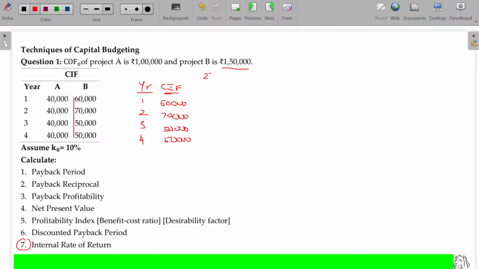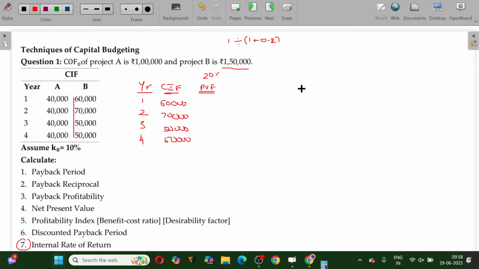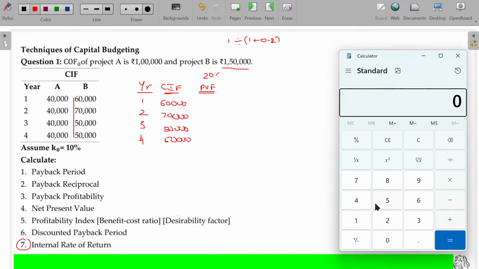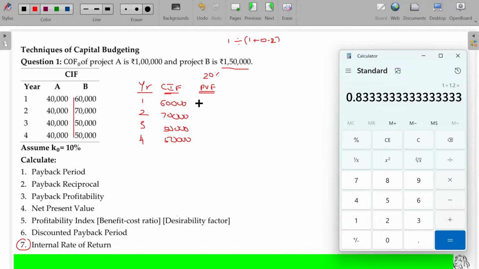Now I'll take the 20% PV factor here. How can you get it in your non-scientific calculator? 1 divided by 1 plus i, being 0.2. So in your non-scientific calculator, you can do this way: 1 divided by 1.2 equal, 0.833. Then again press equal. This is the second PV factor, third PV factor, fourth PV factor. That's how you will get the answer easily.